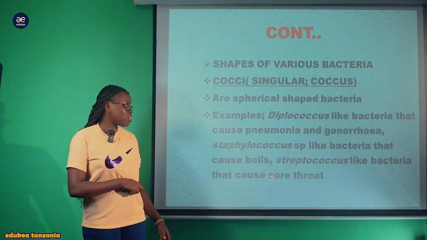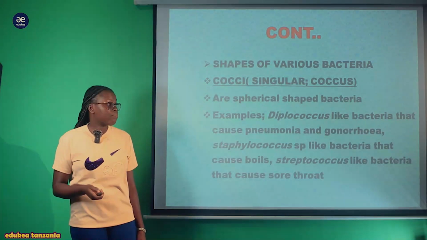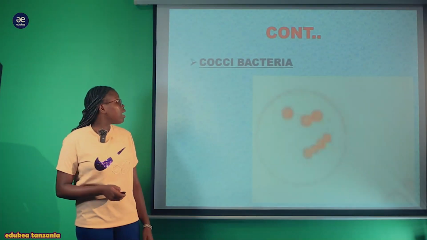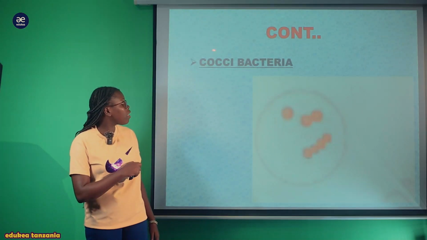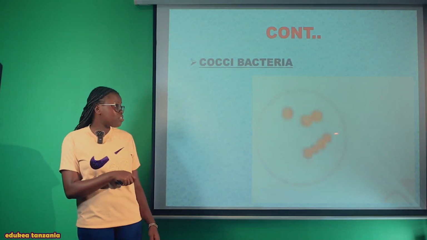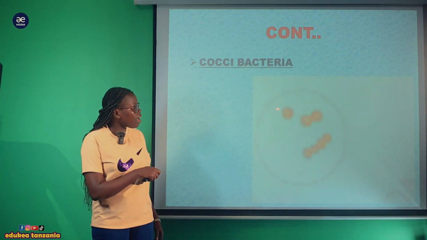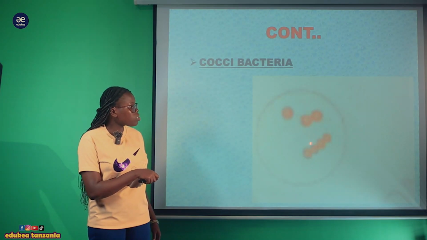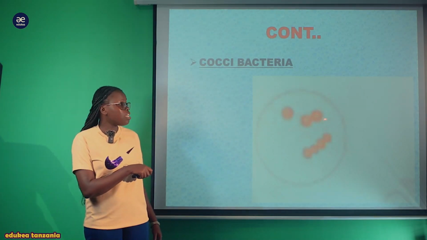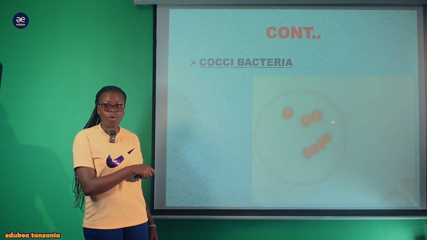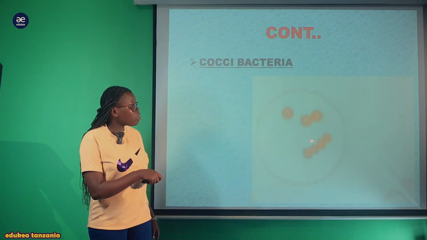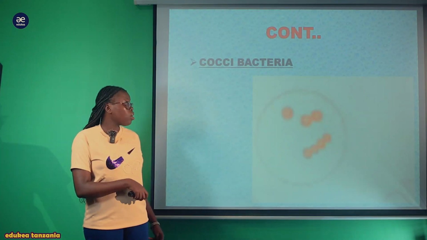The coccus bacteria are spherical, as you see here. They can occur singly or in groups. If they occur in two, this is a diplo. If more, it can be a strepto, and so forth.